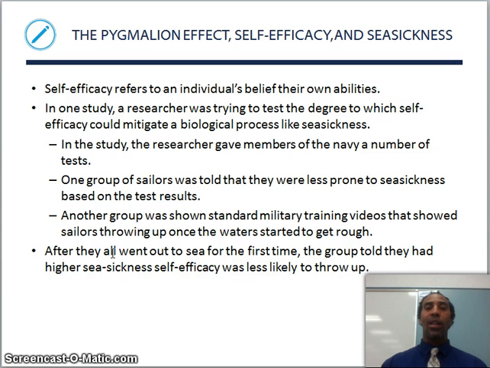It's just like in a relationship sometimes you say, well, this person may not be the way that I want them to be, but you know what? I can mold them, I can shape them, right? People always think that. The Pygmalion effect, self-efficacy, and seasickness.